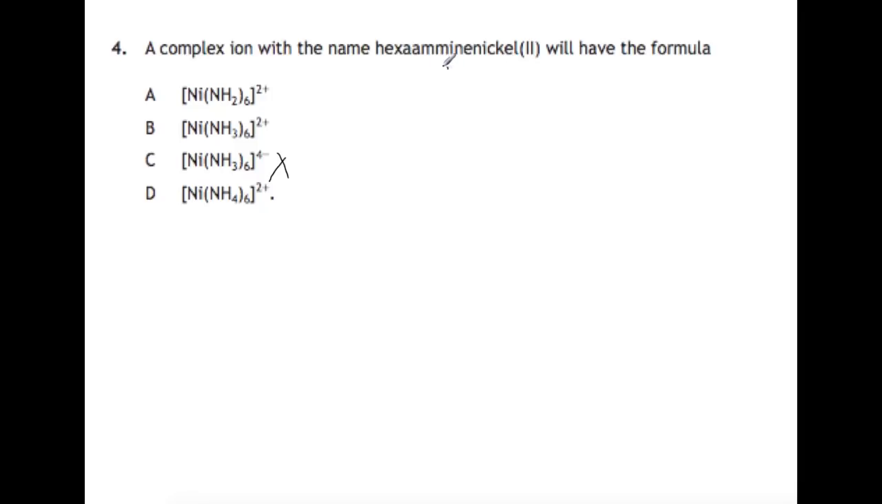Ammine has no charge, it's a neutral ligand, and your nickel has a 2 here, so it's a 2+. So it has to be a 2+, so we've got 3 options to look at there. Now we're having a look at the formula for ammine. The formula for ammine is that of ammonia, so it's NH3. So that means that our answer is B, [Ni(NH3)6]2+.